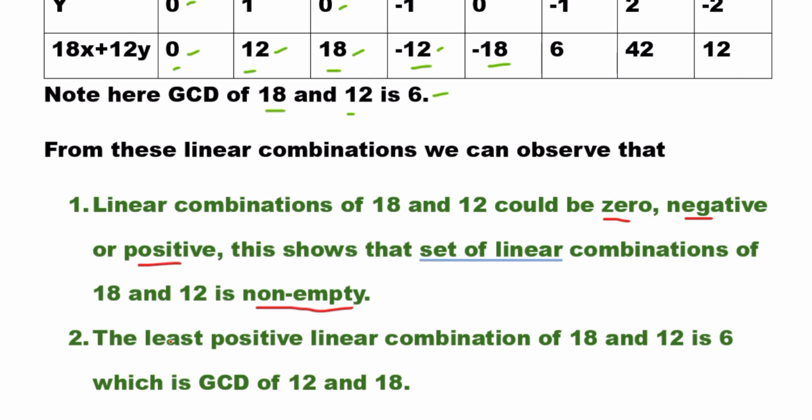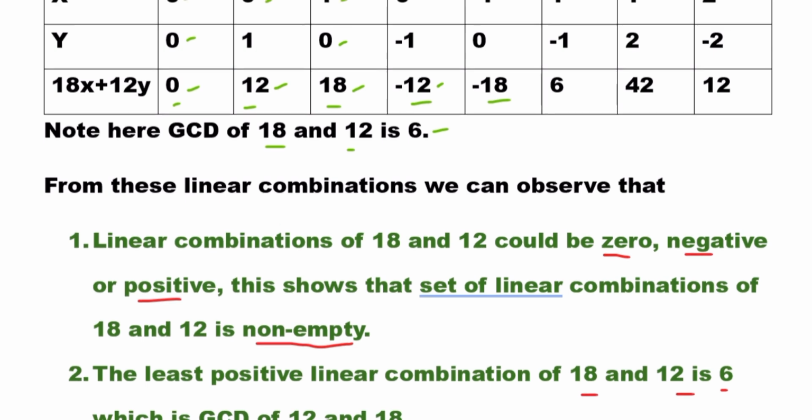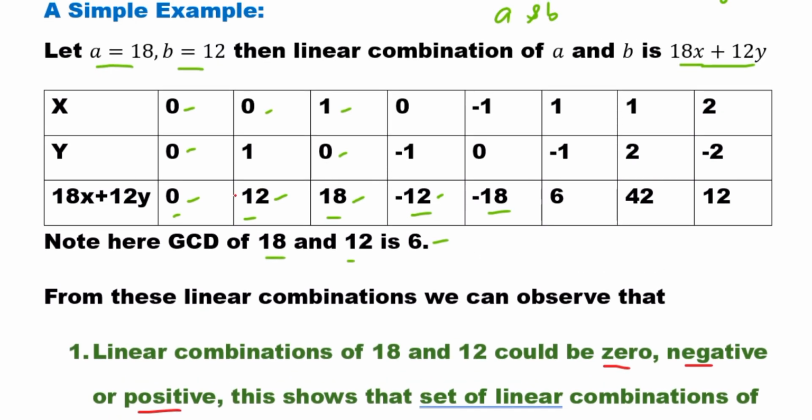The least positive linear combination of 18 and 12 is 6. This is also a very important point. Among all these linear combinations, the smallest positive linear combination is 6. Although there are other linear combinations that are also positive, like 42, 12, 18, again 12, these are all positive linear combinations, but 6 is the smallest one among all of them.